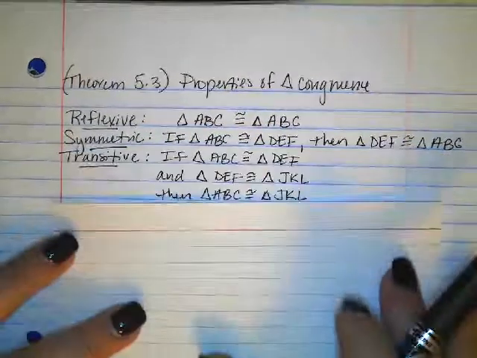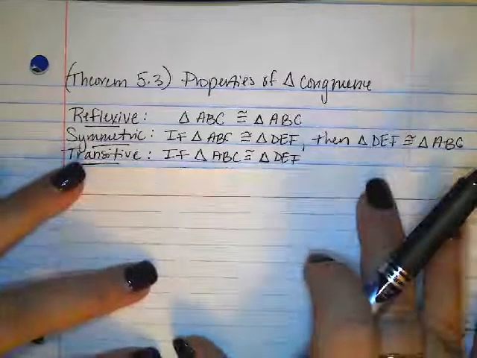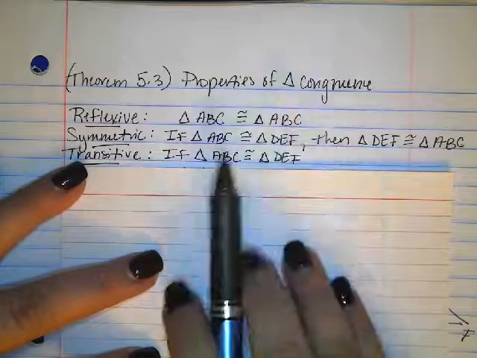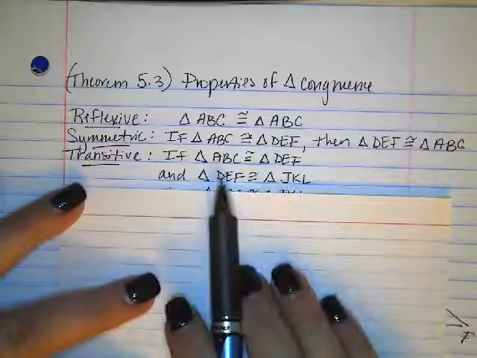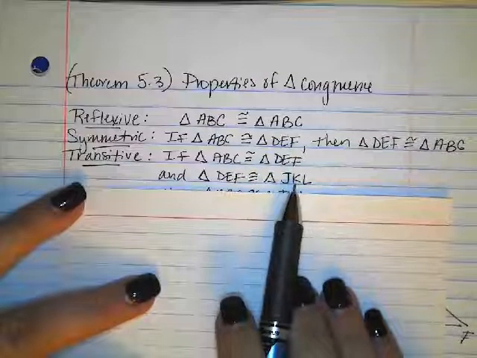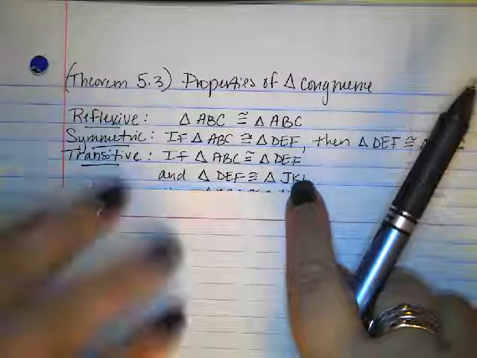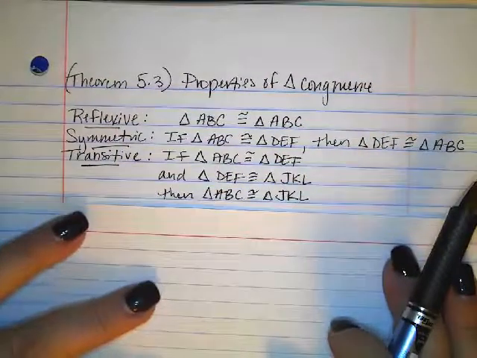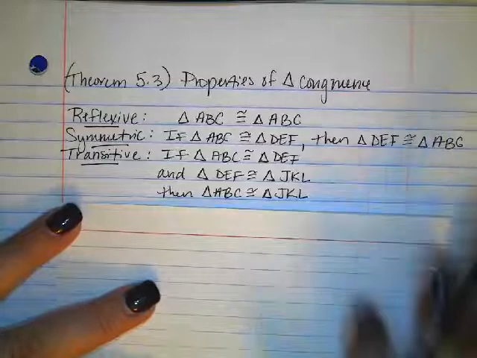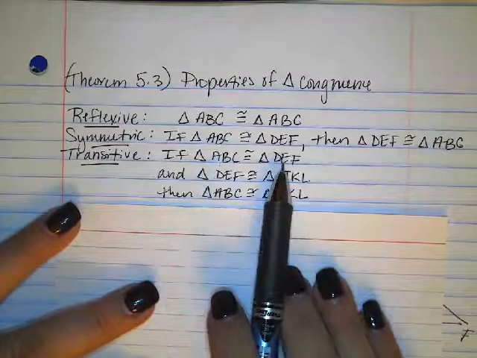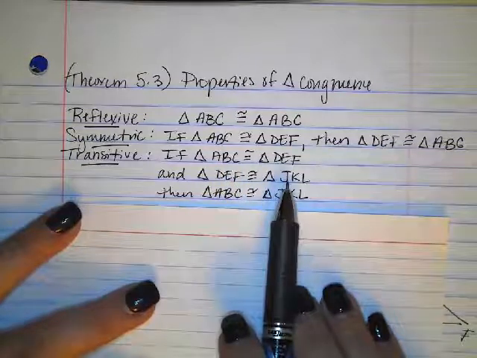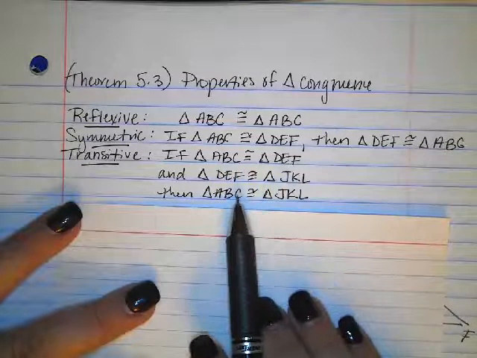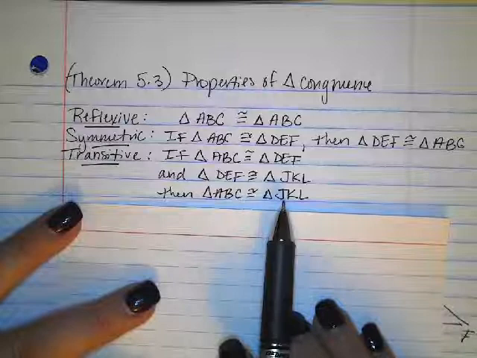And the last one is the transitive property. If you remember anything about the transitive property, if the first one and the second one are the same, and the second and the third are the same, then it means the first and the third also have to be the same. It works the same with triangles. So if ABC is congruent to DEF, and triangle DEF is congruent to JKL, then ABC has to also be the same as JKL.